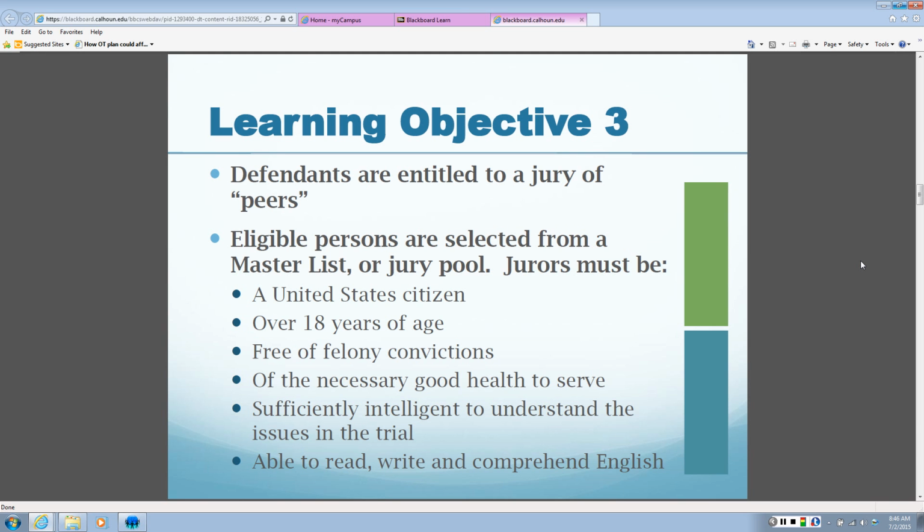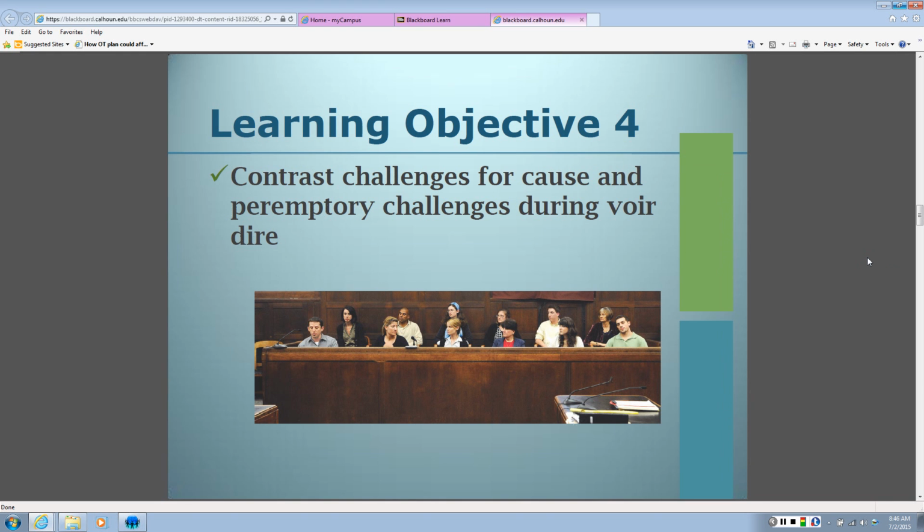You also have to be able to read, write, and comprehend English, because right now in this country we do conduct trials in English. That may change in the future, but right now we still do it in English, and so therefore the jurors need to be able to read and write, comprehend English themselves, so that they can understand the evidence that is presented and make a decision based on it.